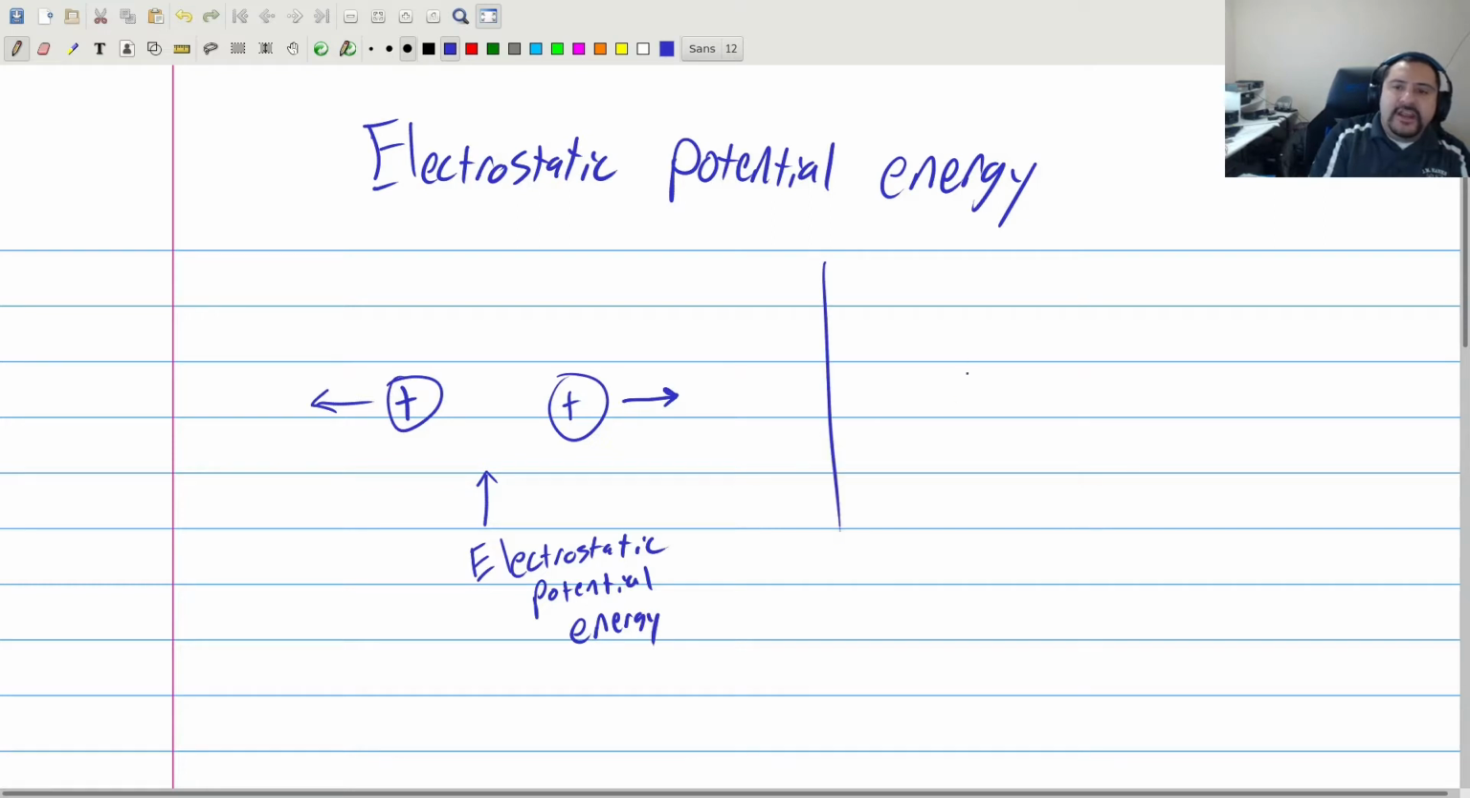Likewise, if we have a positive and a negative charge, if we hold those two things in place, they're going to feel a force that is attractive. They're going to want to go together. So because of that, these also have electrostatic potential energy, because when we release them, they will begin to move just as well.